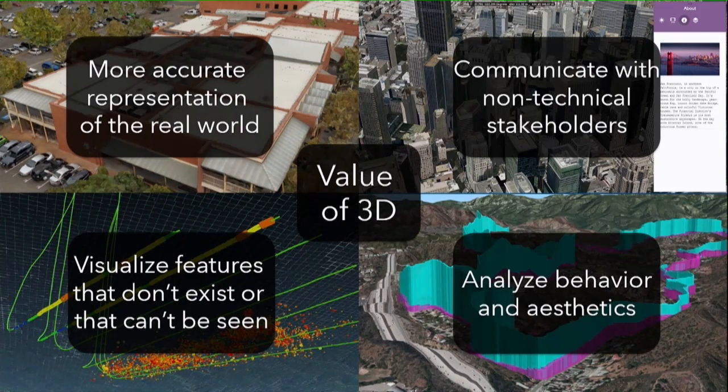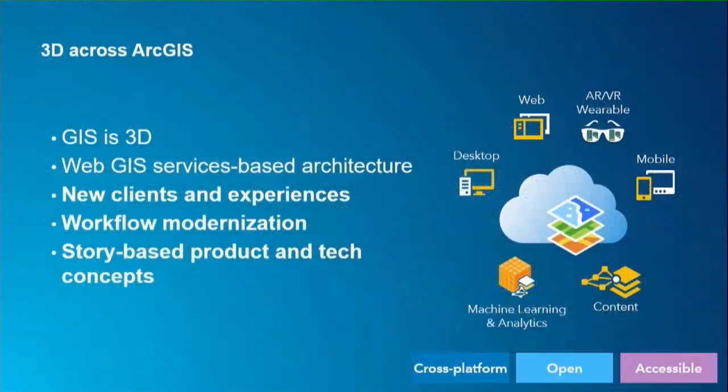What does brick look like in 2D, right? It's in a 2D map, right? You don't see the brick in a 2D map. So these are some of the intrinsic values that 3D can bring to GIS.